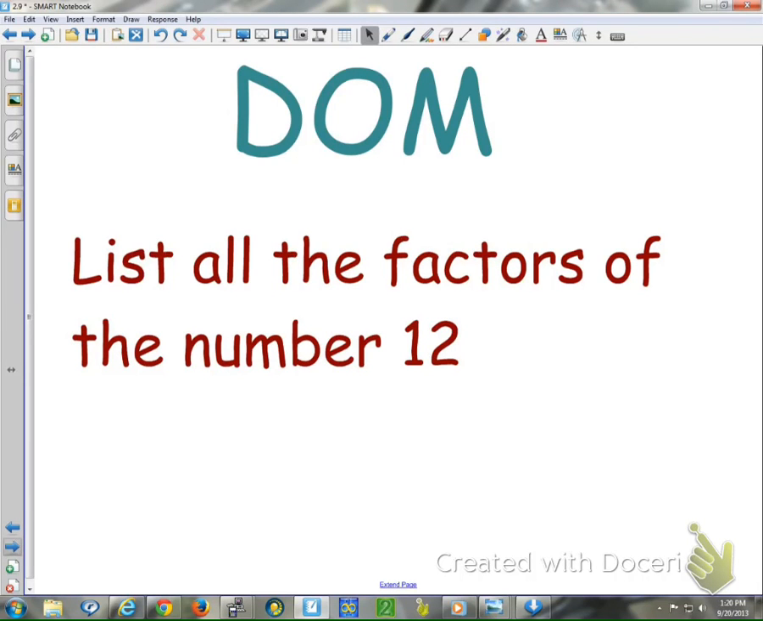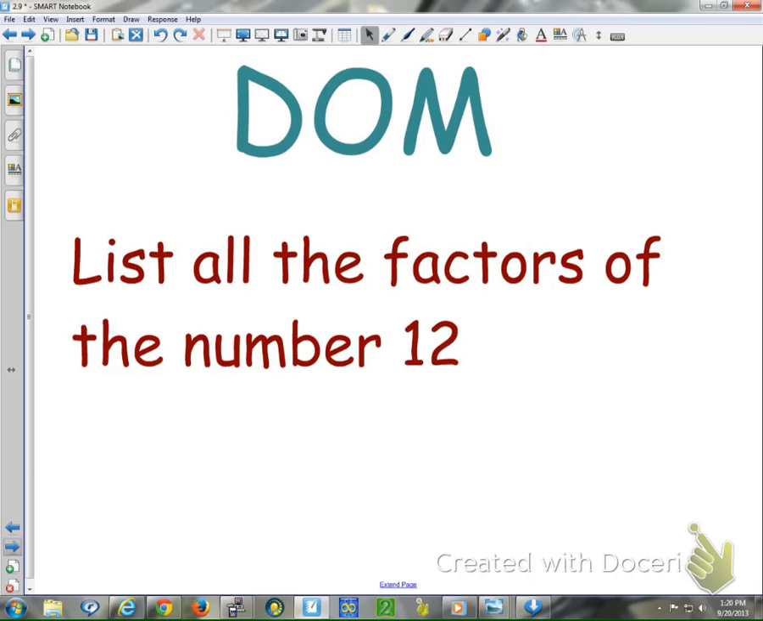The factors of 12: 1, 12, 2, 6, 3, and 4. Today's a fairly short lesson because it's mostly a review of something you've done before, but it's going to be integral to what we do later on, and that is factoring.